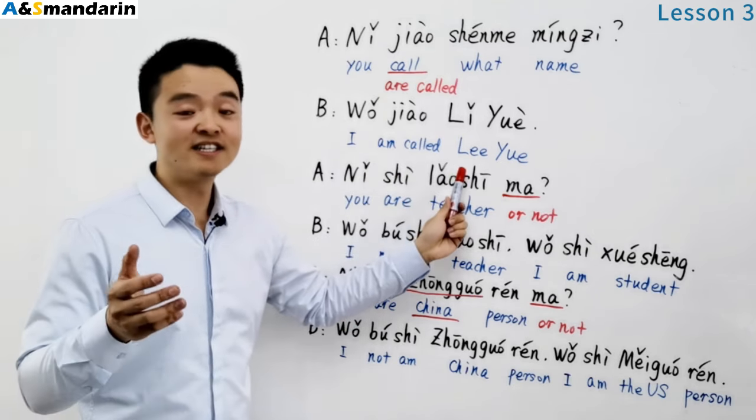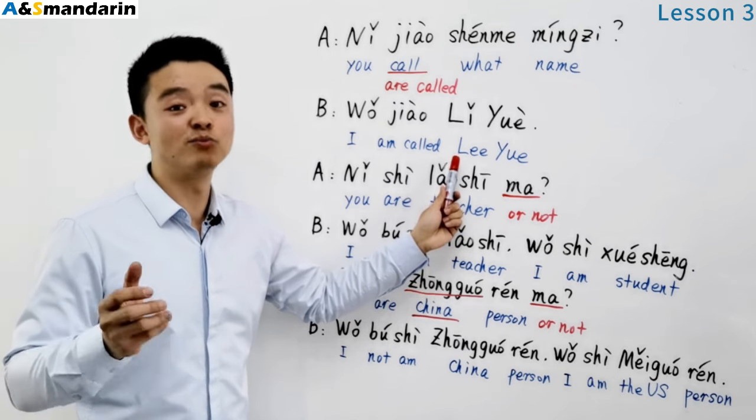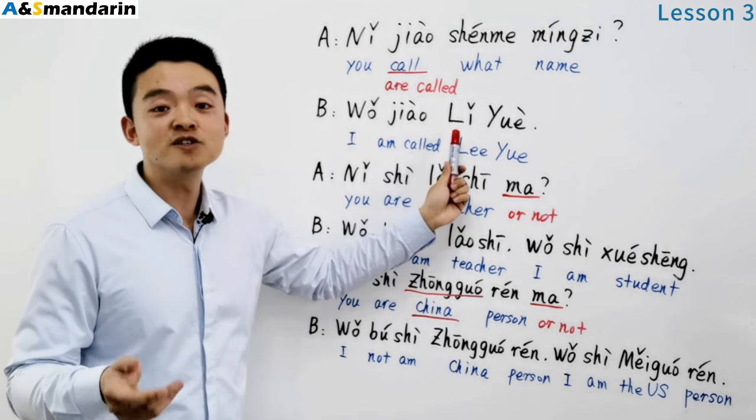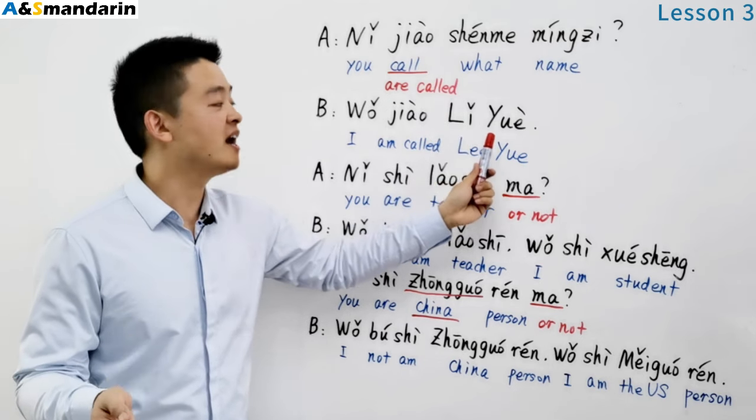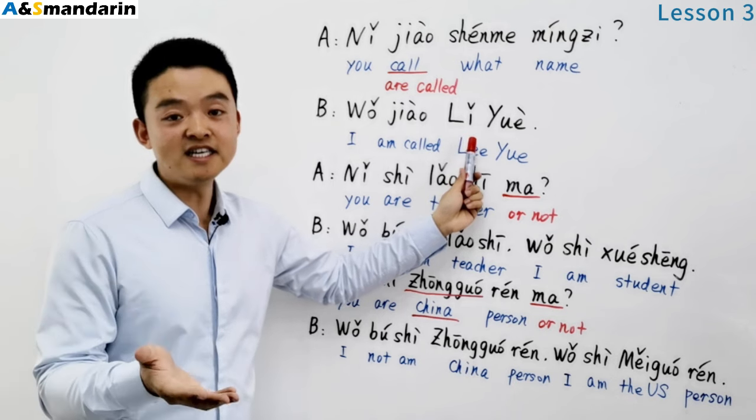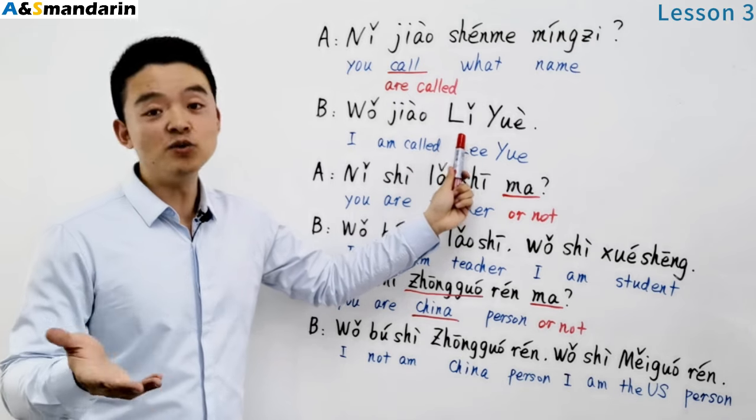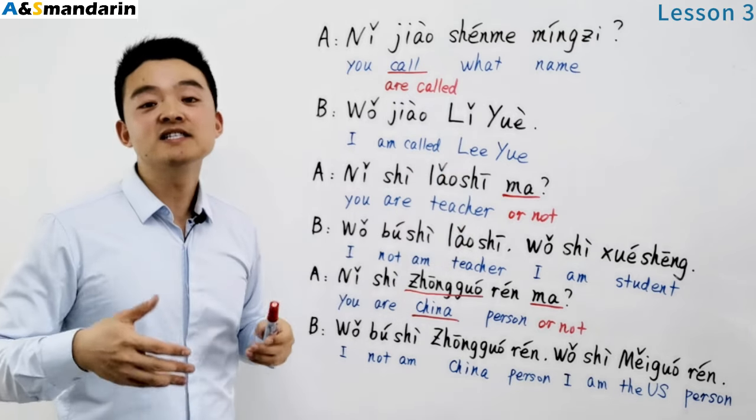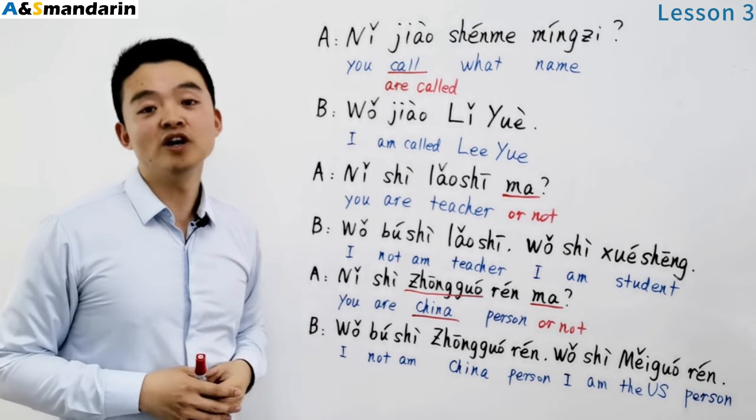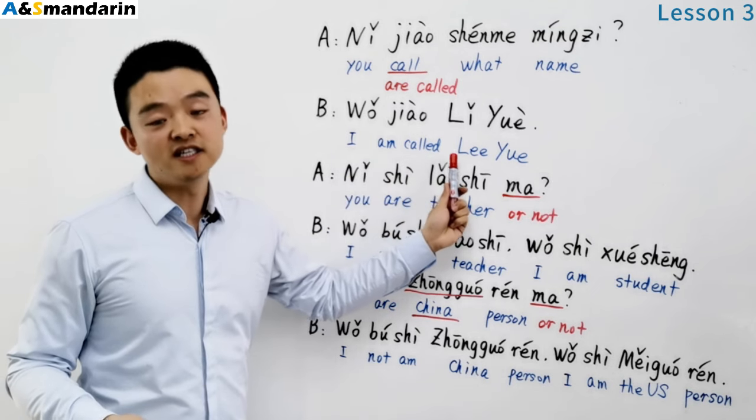李 is Li, a common Chinese surname, like the famous Kung Fu master Bruce Lee. 月 is the given name. In Chinese names, we have surname first, then we have given name. 李月，我叫李月。My name is Li Yue. So we don't really say, my name is Li Yue. What we say is, I am called Li Yue.